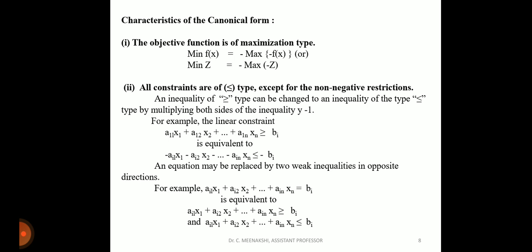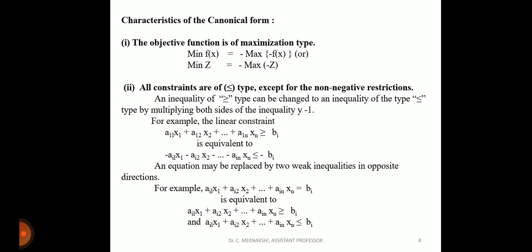If a constraint is of greater than or equal to type, we have to convert it into less than or equal to type by multiplying the constraint by -1 on both sides. For example, ai1 x1 plus ai2 x2 etc. plus ain xn greater than or equal to bi is equivalent to, multiplying by -1 on both sides, -ai1 x1 minus ai2 x2 etc. minus ain xn less than or equal to minus bi.